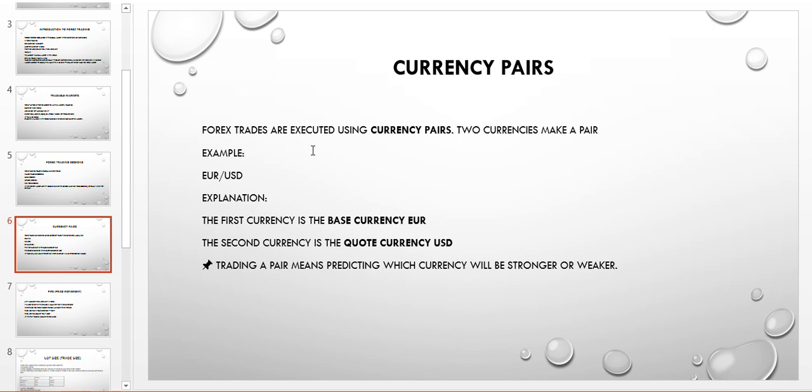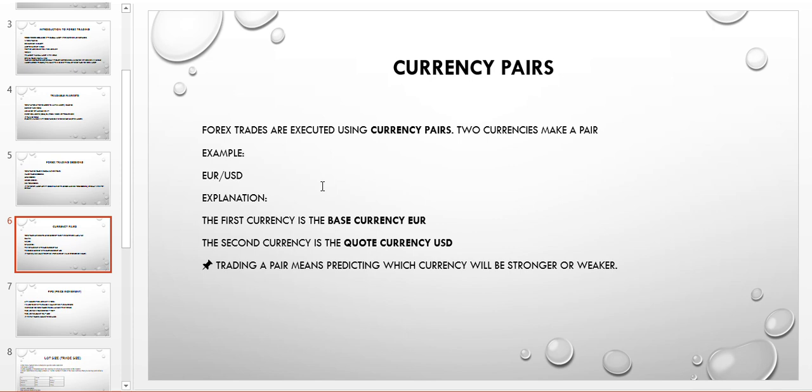Currency pairs. So remember we said foreign exchange has to do with selling and buying of currencies. So yeah, we have currency pairs. And what makes a pair? Two currencies make a pair. For example, we have euro and US dollar. The first currency, which is euro, is the base currency, and the second currency, which is US dollar, we call the quote currency. So you are trading one against the other.